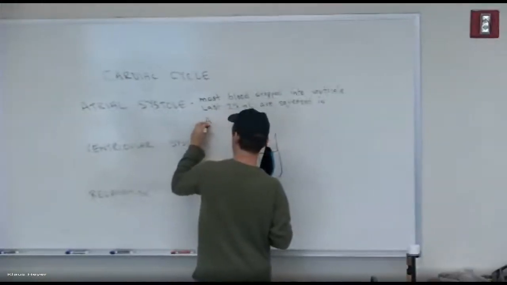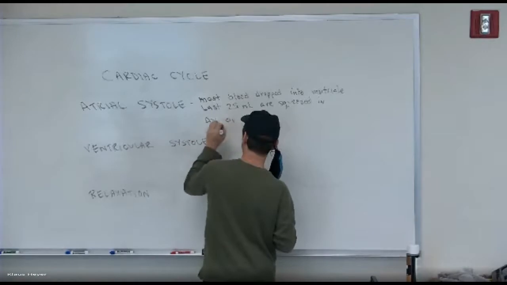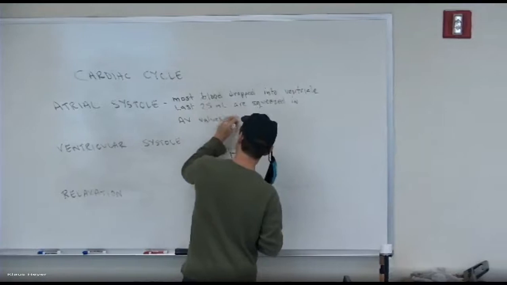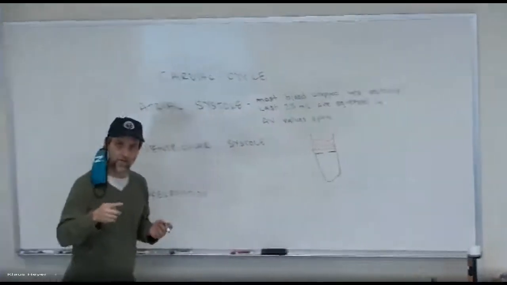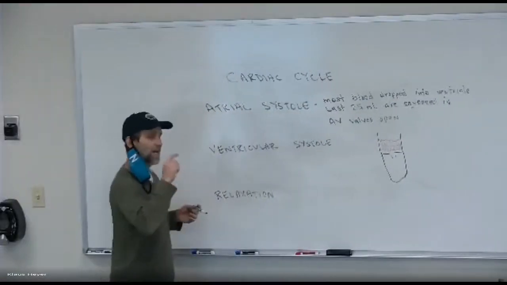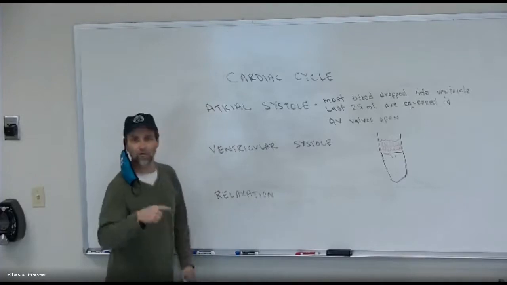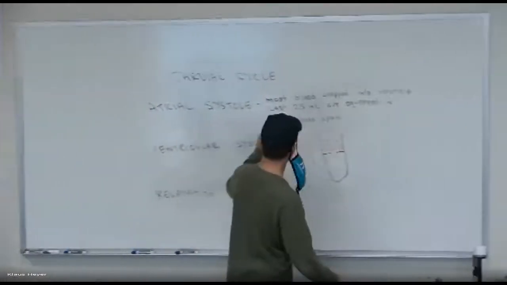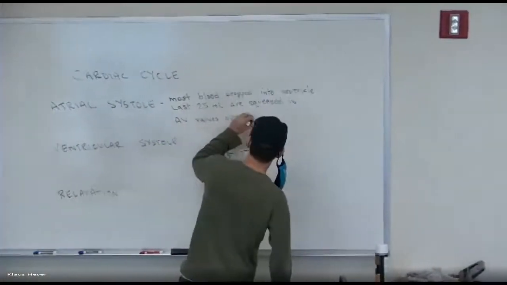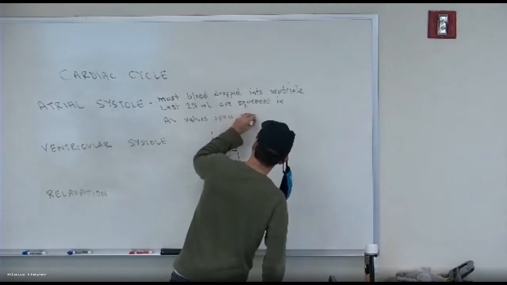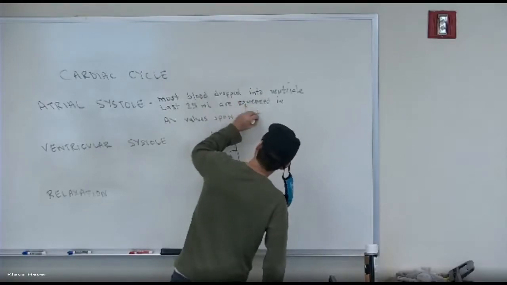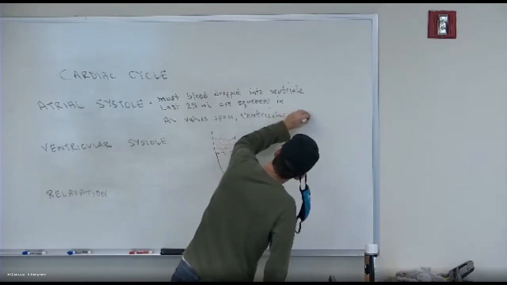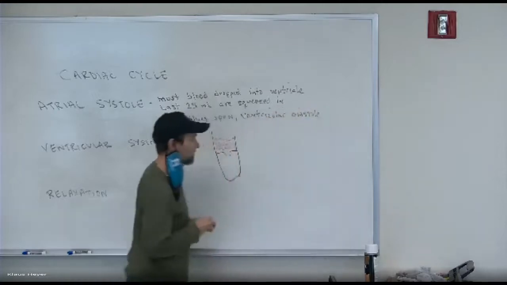So we can say that for sure the AV valves are going to be open. Another thing that we can say for sure, if the atria are contracting, the ventricles are most definitely not contracting. So we're going to call that ventricular diastole. Diastole, meaning relaxation.